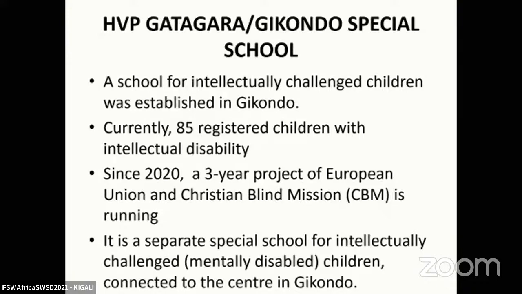which is looking after children from 4. They don't receive children below 4 years old. They currently have 85 children with different types of disability. They have children with autism. And if you remember yesterday, the director of that institution was here talking about autism. They have children with Down syndrome, which is another type of intellectual disability. They have children with trisomy 21, another intellectual disability.